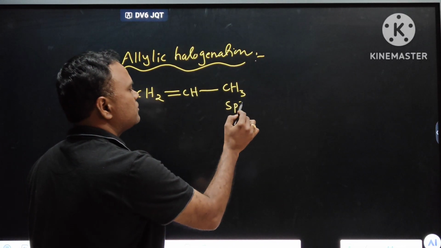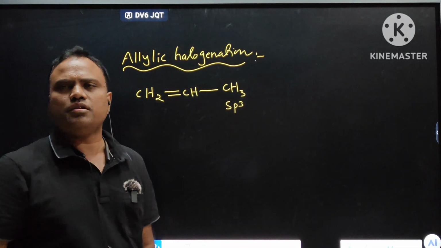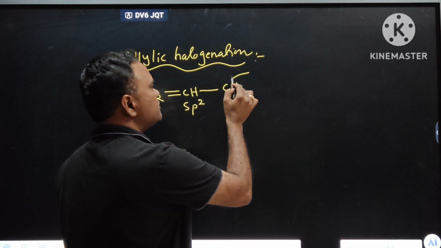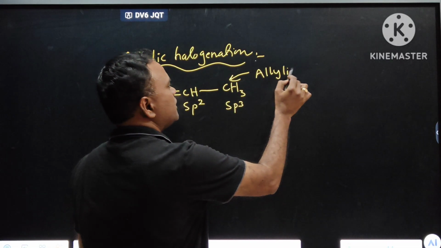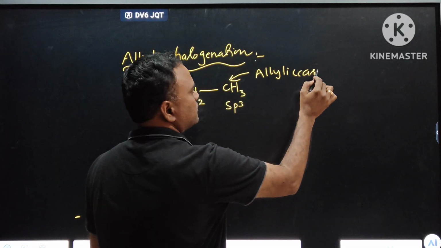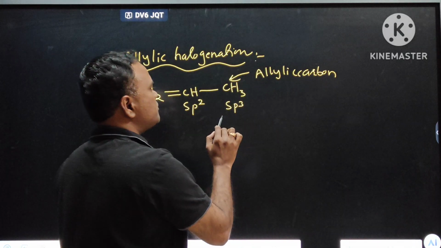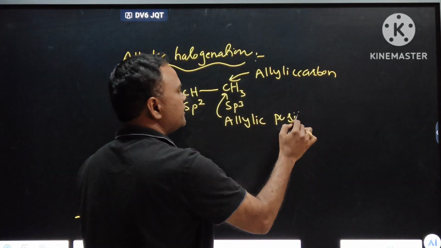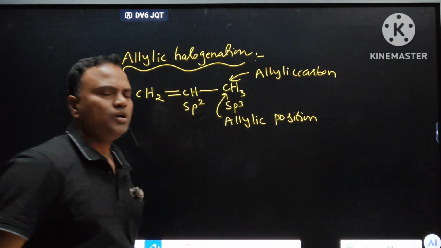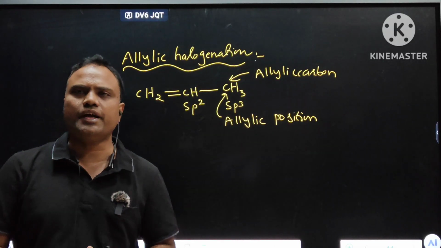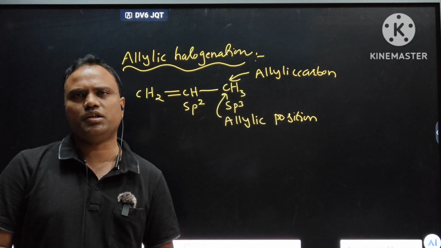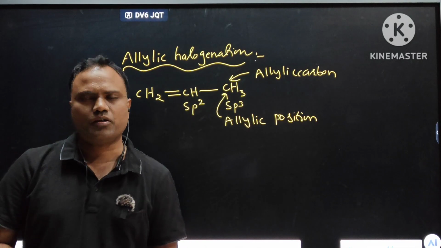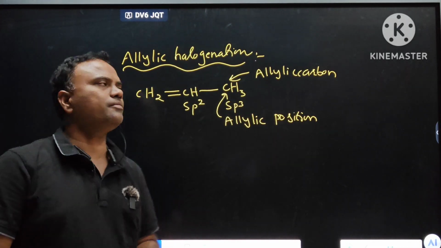An sp3 carbon which itself attaches to an sp2 hybridized carbon is called an allylic carbon, and this position is called the allylic position. Identifying the allylic position is very, very important. Clear? And this is the most important question in the preparation methods. Don't neglect it. Allylic halogenation.